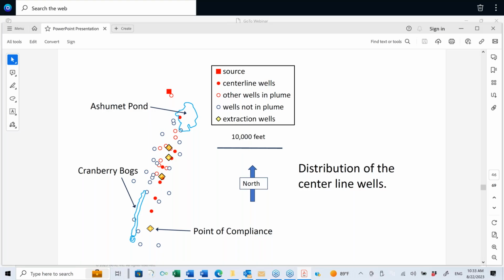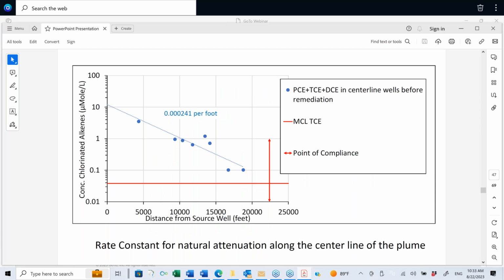So the filled red circles are centerline wells that I selected in my professional judgment to describe this particular site. And that shows that they're embedded in and surrounded by other wells that are contaminated, and then fairly well defined and prescribed by wells that are clean. So the Air Force did an acceptable job of delineating this plume. So this is the fit along the flow path.